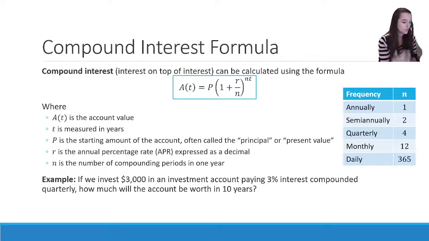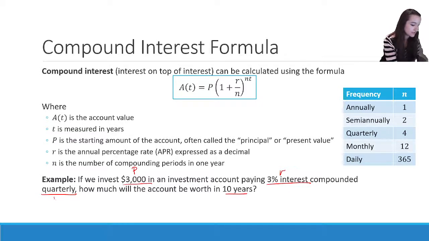So in this example, we have invested $3,000 in an investment account paying 3% interest compounded quarterly. How much will the account be worth in 10 years? Our first step in any of these problems is to identify each of the variables that would apply to the equation. So we have $3,000, 3% interest, quarterly, 10 years. $3,000 is our initial investment, our principal, so that will give us P. 3% interest is our annual interest rate, which we will give as r, but remember that we are going to state it in its decimal form, so 0.03. Quarterly is going to tell us what n is. Quarterly means n equals 4. And finally, 10 years: t is measured in years, so this will be t.